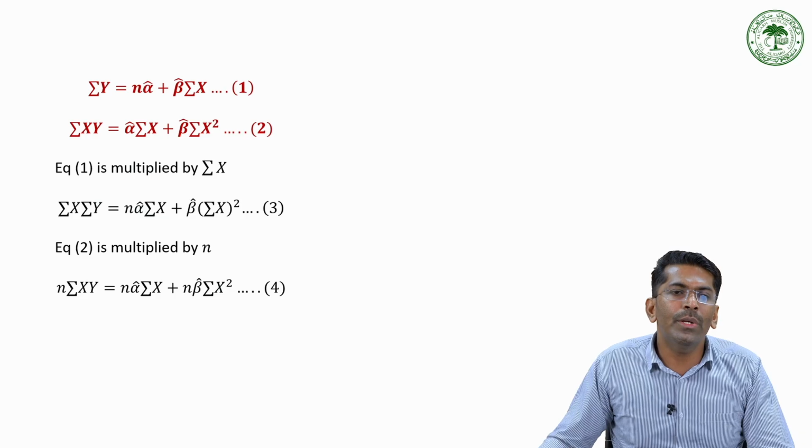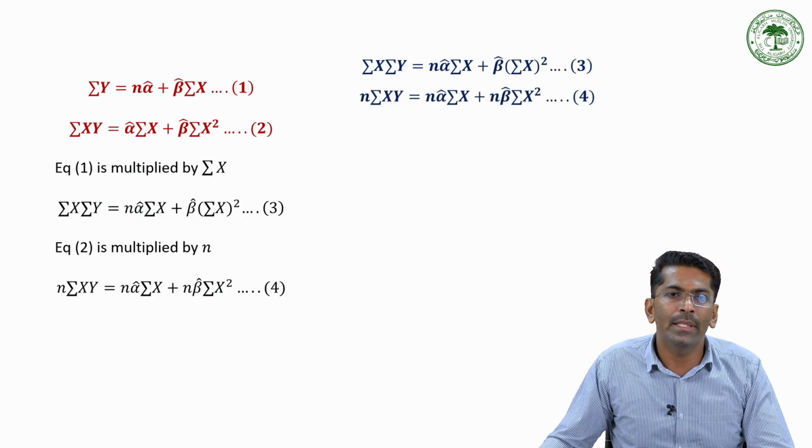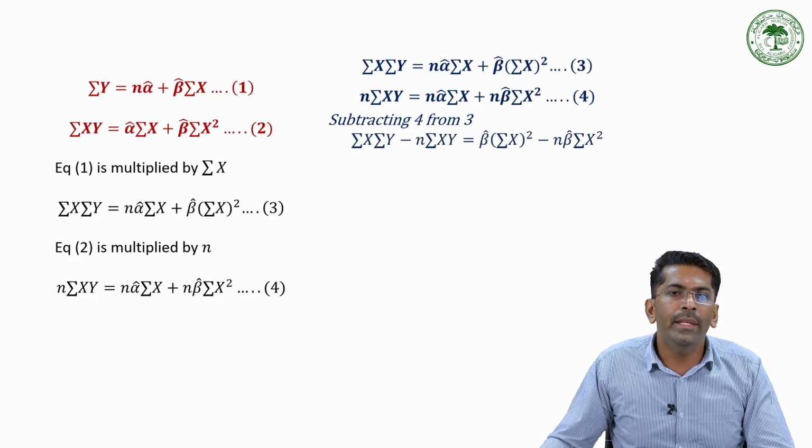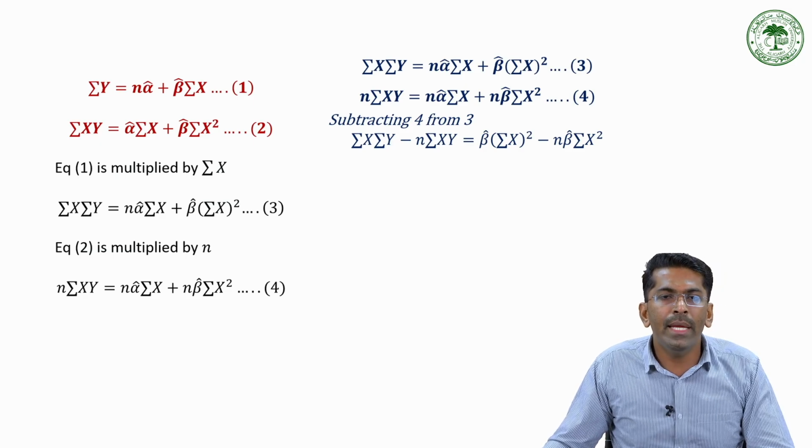Now considering equation 3 and equation 4, I am going to subtract equation number 4 from equation number 3. Then how will it be? The sum of x into sum of y minus n into sum of xy, I have written here. The n into alpha hat sum of x terms are common, so if we subtract, they will cancel out. Then what is remaining here is beta hat sum of x square minus n into beta hat sum of x square.